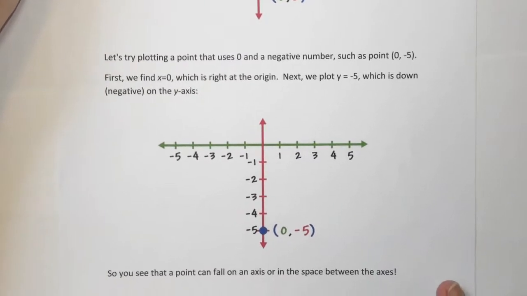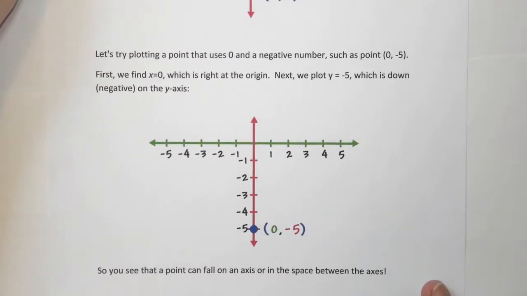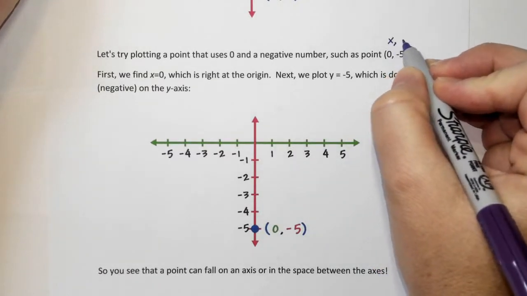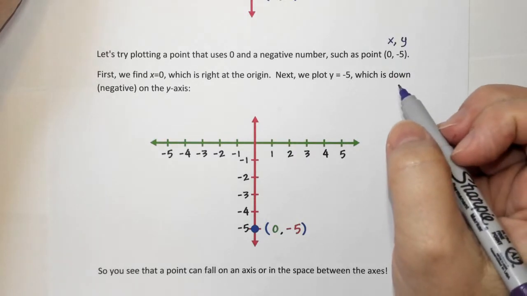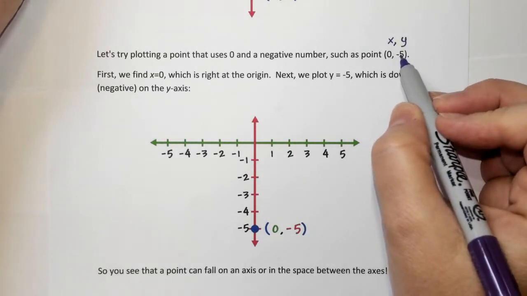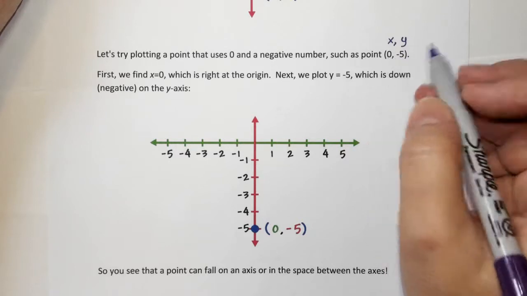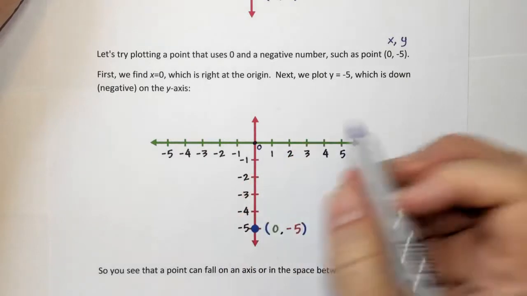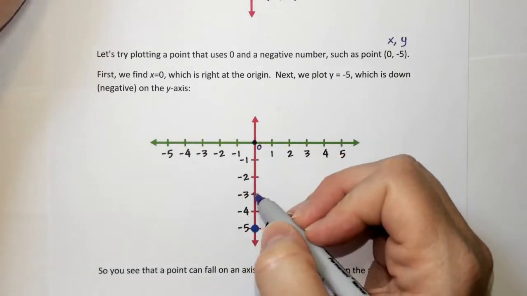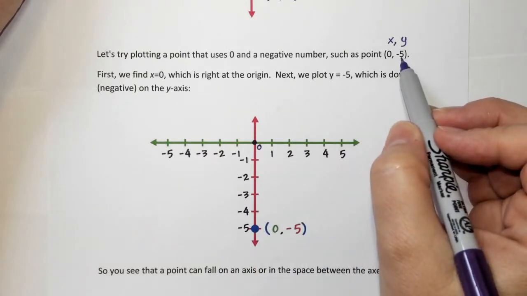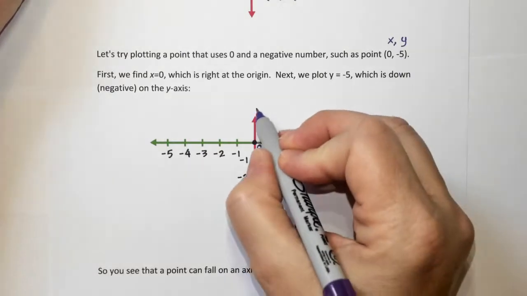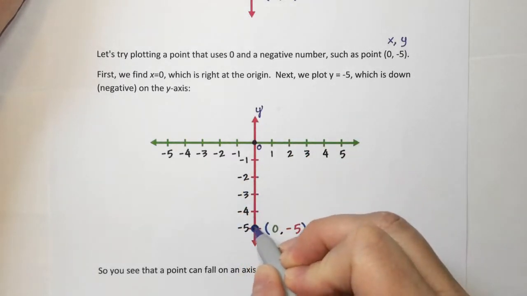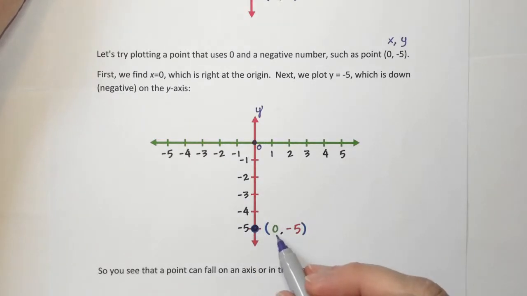Let's try plotting a point that uses 0 and a negative number. Let's plot point 0, -5, and remember this would be x, y. So we're going to plot the ordered pair 0 and -5. We'll have to find the x value first, which is 0. And what that means is right here in the middle. That's where my dot is going to be. When x is 0, what should the y value be? We'll have to plot -5 next. So -5 on the y-axis is going to be going down. And here it is. There's my point. That's point 0 and -5.